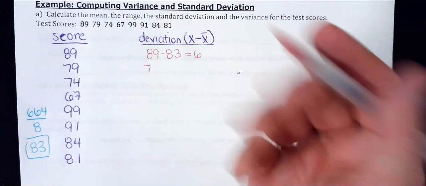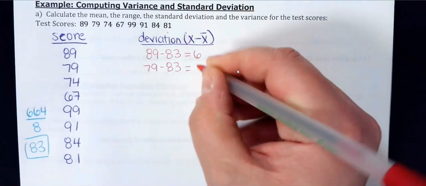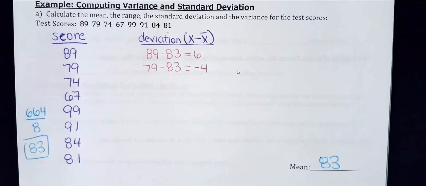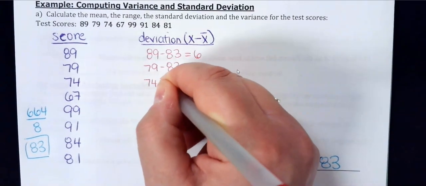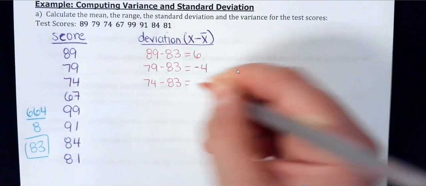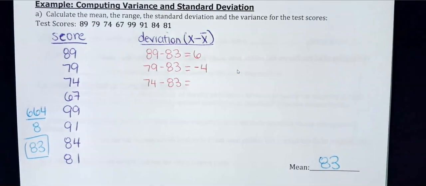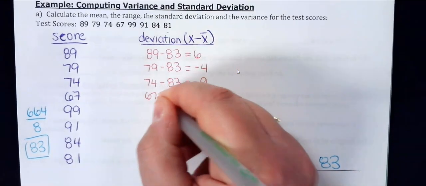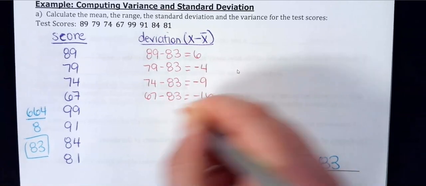So the second person's test score is a 79. So subtract the 83. Now, that's actually negative, right? That's okay. It still means it's 4 spots away from the mean. It's just 4 spots in the negative direction. They're not going to be bad numbers or anything like that. So if I do 74 minus 83, why is my brain not functioning? Is that negative 9? All right, 67, oh man, negative 16.